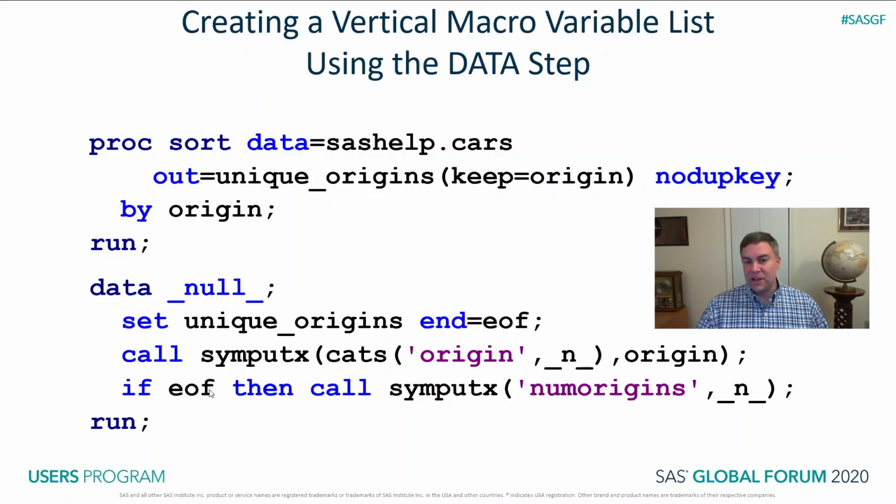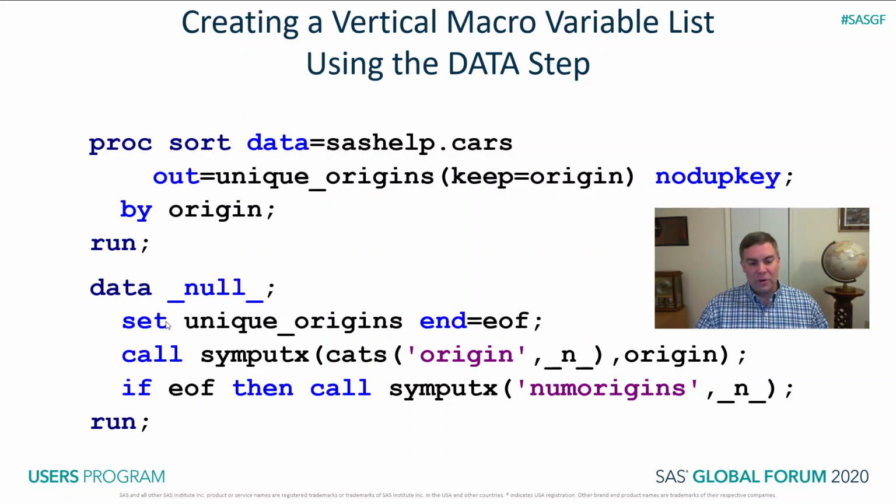If EOF, that's not true. It's not true the first time through the loop. So we go back around and read a second record. Second record contains the origin Europe. We call SYMPUTX again. This time the macro variable name that we create is origin2 because _n_ has a value of 2. And into that macro variable we place the value of the variable origin. That's Europe. So origin2 has Europe in it.